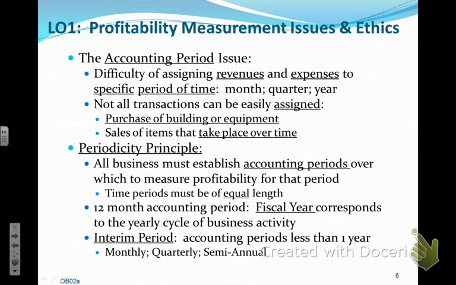Businesses also have what we call interim periods. These are accounting periods for less than 1 year to measure data such as on a monthly, quarterly, or semi-annual basis.